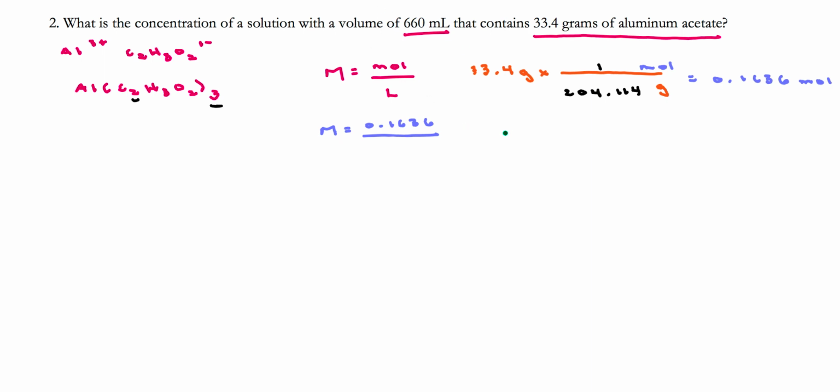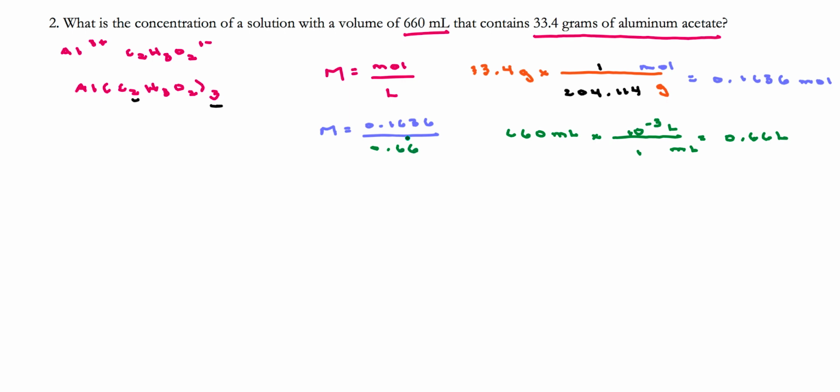Well, my volume right now is 660 mL. I need that in liters. So you can either do it in your head by dividing by 1,000, or set this up. I'm going to get out of milliliters into liters. 1 milliliter is 10 to the negative third liters. Okay, so then that will give me 0.66 liters. Okay, so 0.66 liters on bottom.